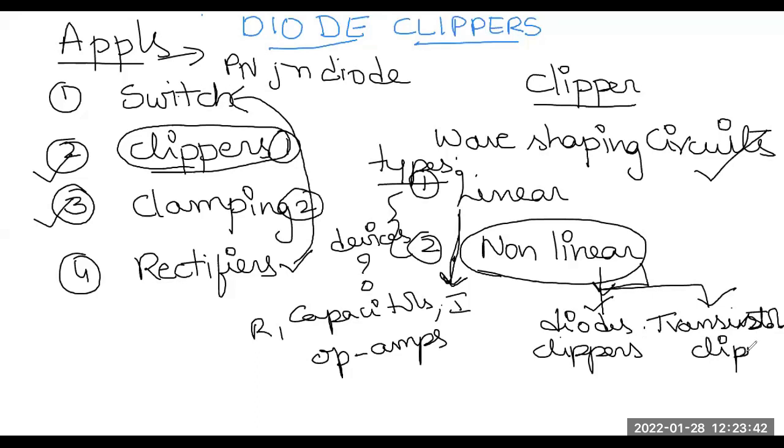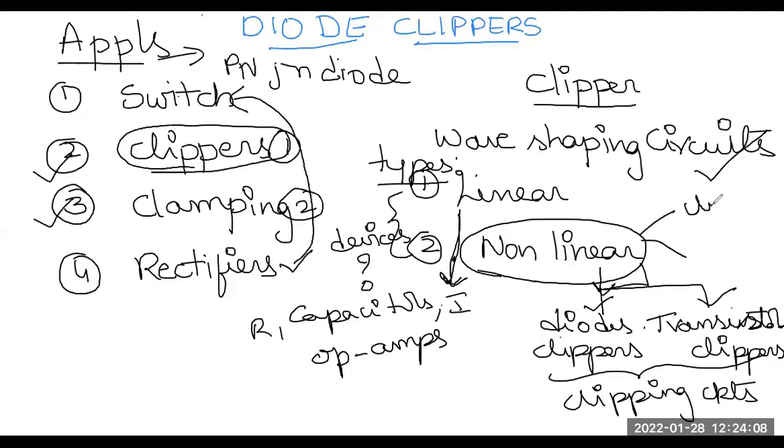So to say it simply, your non-linear wave shaping circuits are categorized as diode clippers and transistor clippers. Together, we call them clipping circuits. Or to say it another way, these non-linear wave shaping circuits are basically categorized into two types. One is clipping circuits, and the second one is clamping circuits.